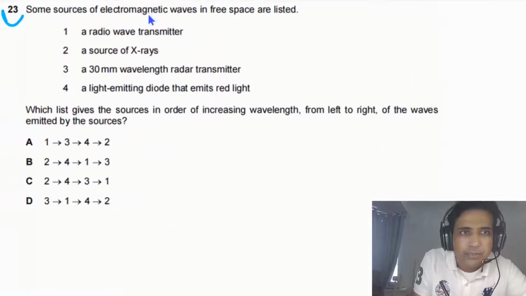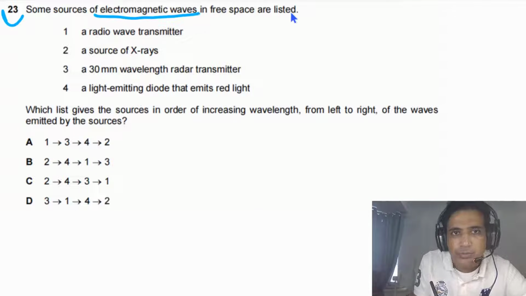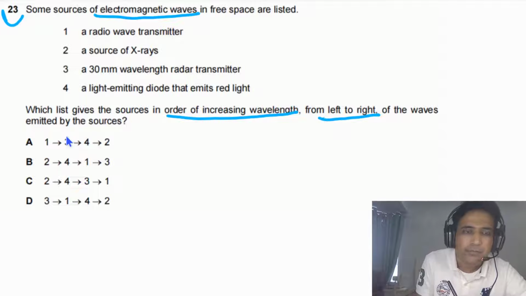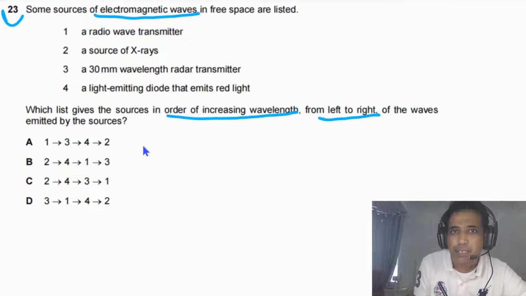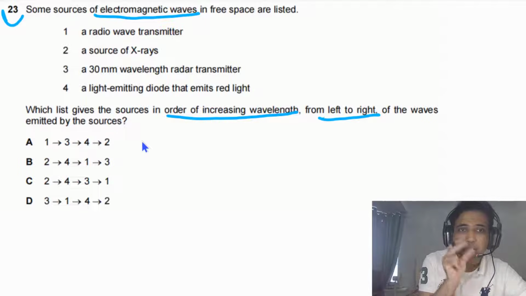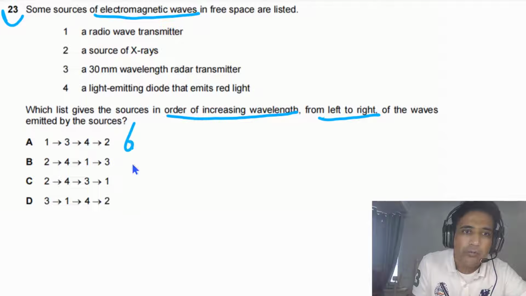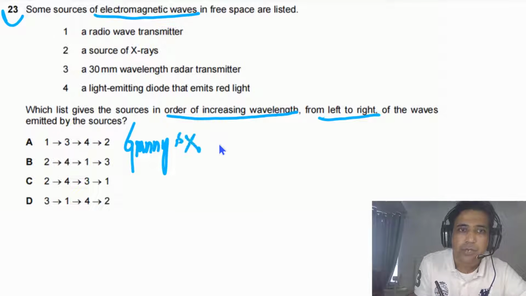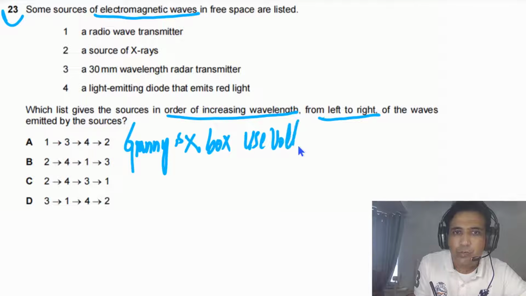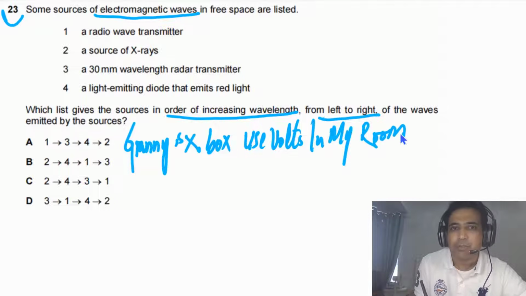Question 23 says, some sources of electromagnetic waves in free space are listed. Which list gives the sources in order of increasing wavelength from left to right of the waves emitted by the sources? For this purpose, we simply need to understand the electromagnetic spectrum, the order of EM waves. One way to remember the electromagnetic spectrum order is "Granny's X box, use volts in my room." So this is one way to remember the order.